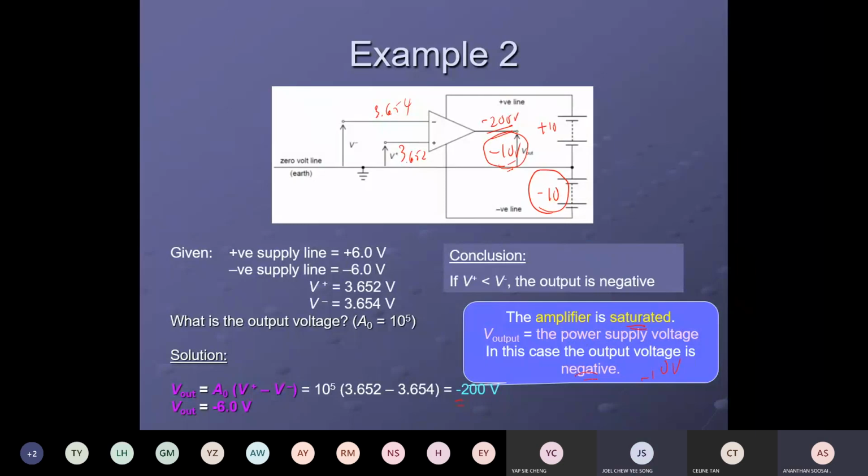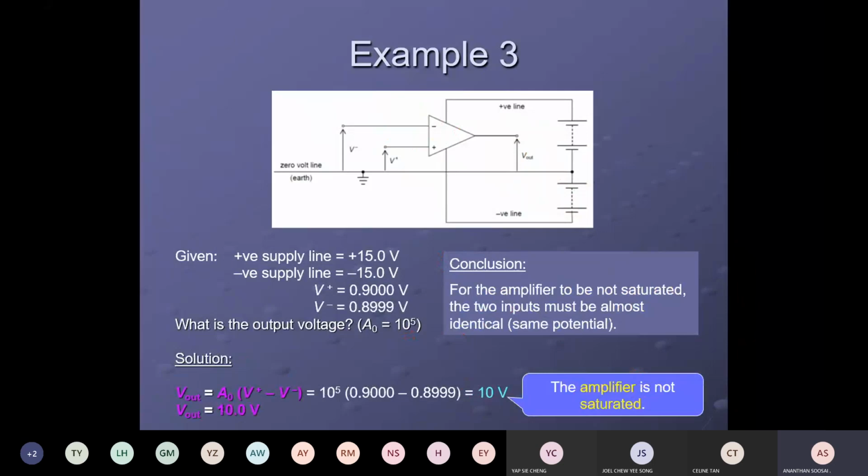A0 is always 10 to the power of 5, 100,000, the gain. Any questions? Can you understand? So the conclusion, you need to understand: if V plus is smaller than V negative, the output is going to be negative. If negative is big, output is negative. If positive input is big, output is going to be positive. That's what the op-amp is designed to do. The op-amp always follows this formula.